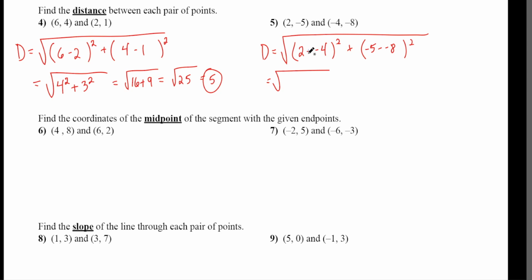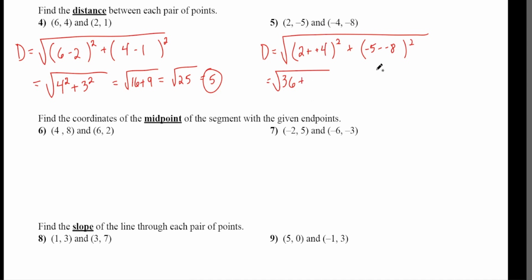2 minus negative 4. That's a 6. Let's do this in our head. What's 6 squared? What's 6 times 6? 36. When you square something, you don't multiply it by 2. You multiply it by itself. Right. So it's 6 times 6. Everybody see that? All right. I just skipped that step. I think we can do that part in our head. Do you? Yeah. All right.